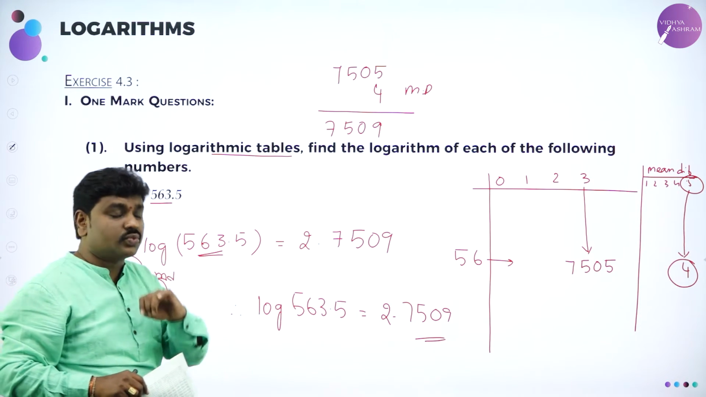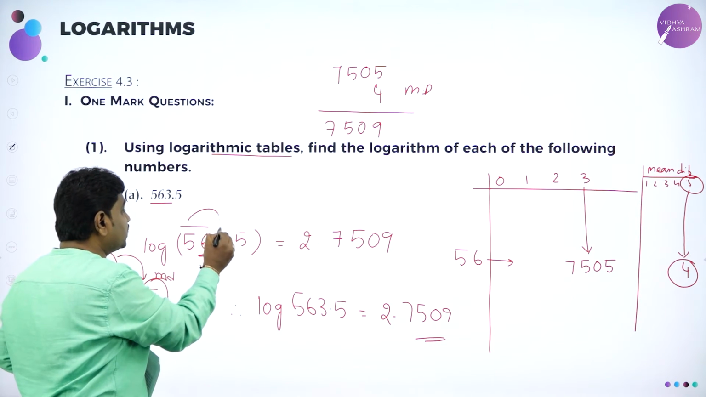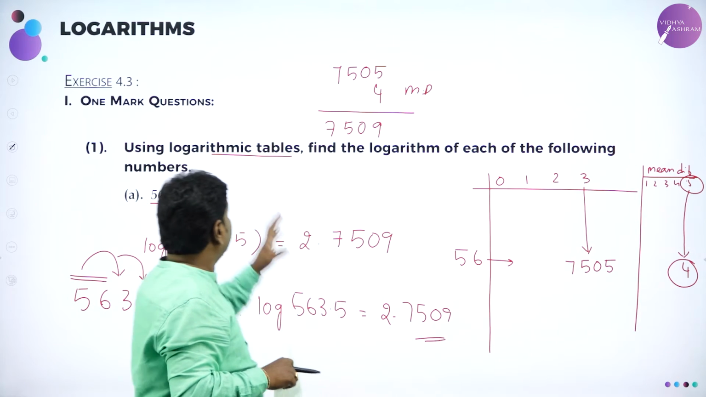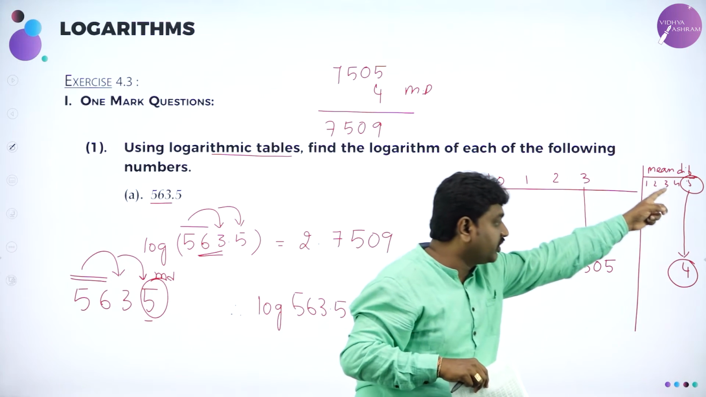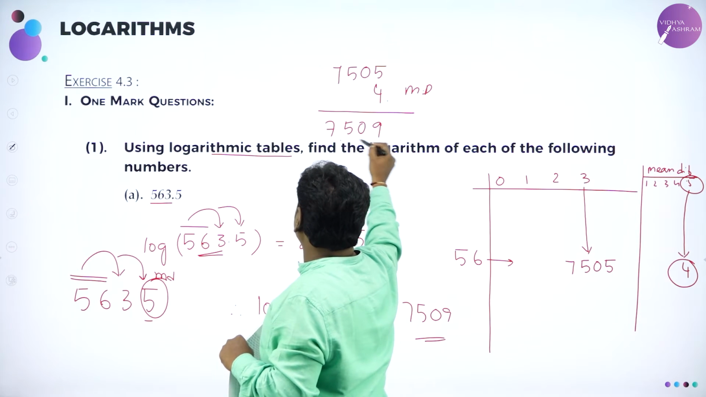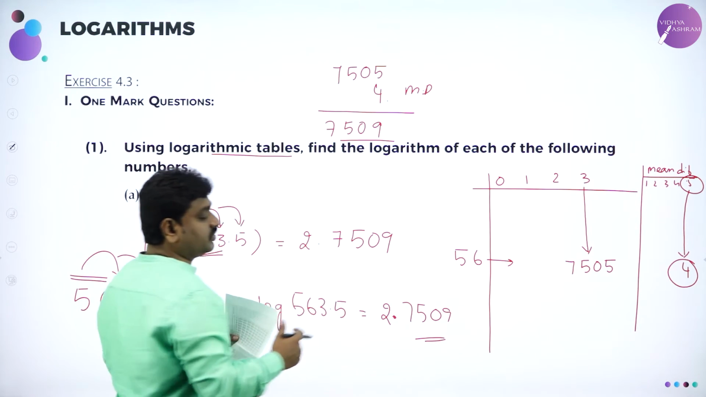Number of digits minus 1. 3 minus 1 is 2 point. Then 56 under 3, I should see in the logbook. When I see 56 under 3, I'll have 7505. I'll write it. Then under 5 mean difference, I should see the same 56 under 5 mean difference. I have number 4. That 4 I should add to this value, so it becomes 7509. So after 2 point, I should write this as the answer.